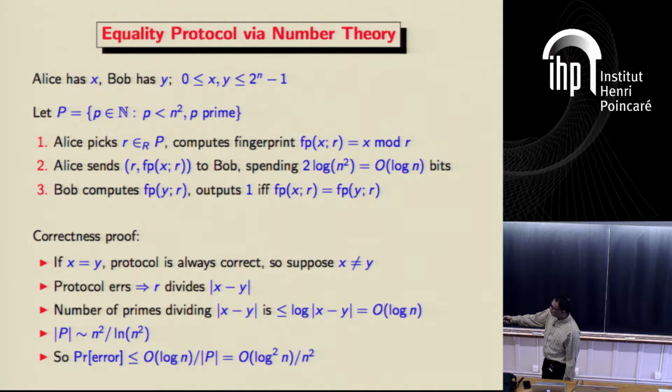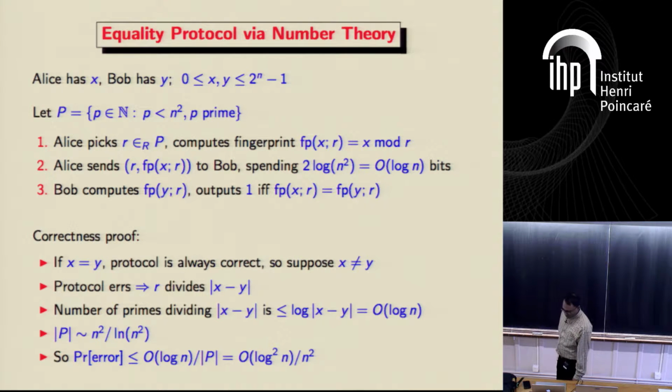As before, the structure of the rest of the protocol is the same. Alice sends the fingerprint as well as the random value she used to compute the fingerprint. Therefore, Bob can compute the corresponding fingerprint for y, and then they compare fingerprints, and they output 1 if the fingerprints match. So why is this correct? Once again, of course, if x equals y, this is going to be correct. So when does this protocol err? When x is not equal to y. Once again, you have this linearity property: x mod r minus y mod r is the same as x minus y mod r. So this protocol is wrong only if r actually divides x minus y.